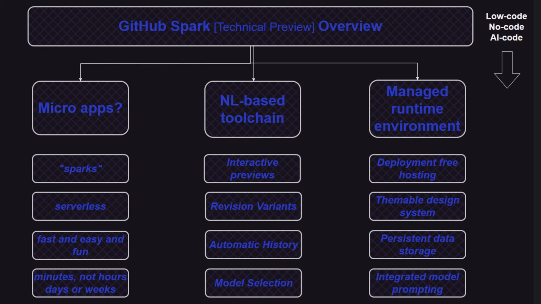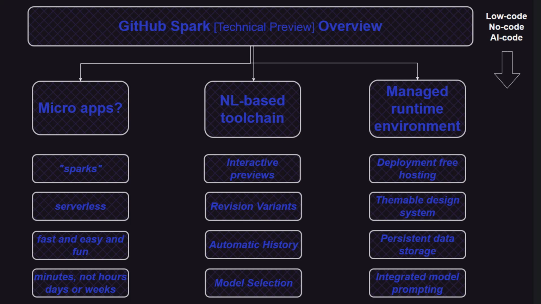So what are the main features here? We have micro apps, which is what they call Sparks, hence the name. We have the NL-based tool chain and a managed runtime environment. That means it's serverless. It's also fast and easy to use and fun for people who maybe don't always write software. And as it becomes more advanced, being able to create applications and deploy them very quickly, in minutes, not hours, not days, not weeks.